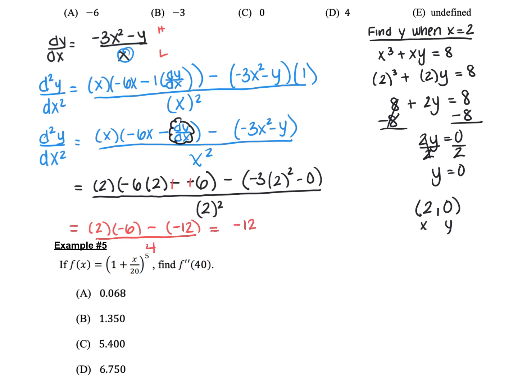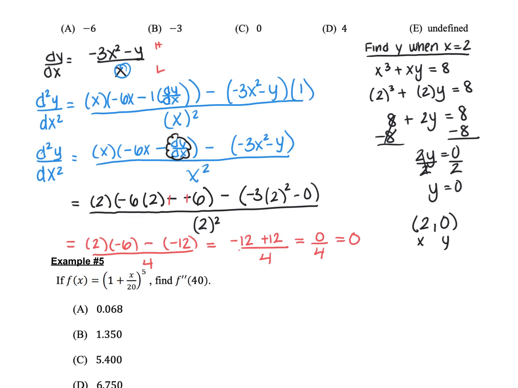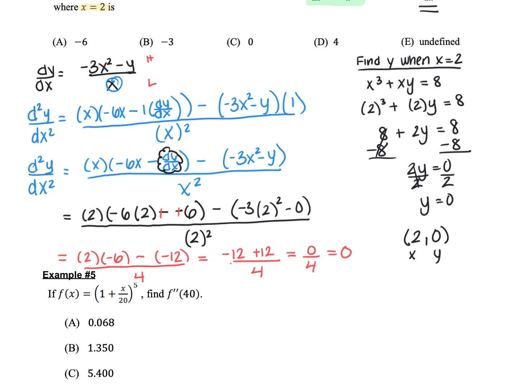So negative 12 plus 12 over 4. Oh my goodness, all this work for 0 over 4, which is 0. So this is your final answer for my second derivative. Whew. Okay, so I think that's the last example that I'm going to do with you guys.